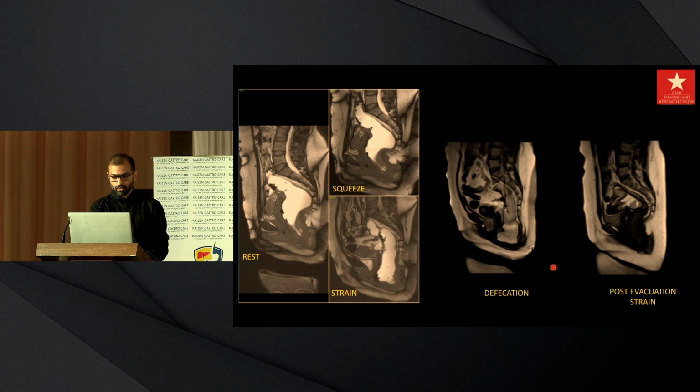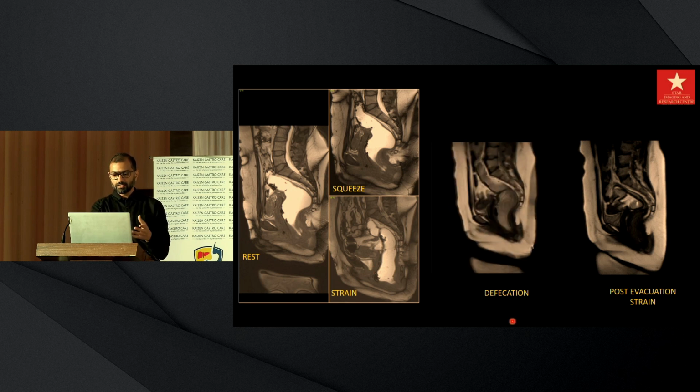So just to show you a few examples of what is happening. This is the resting phase. We see the angle is somewhere close to 80 degrees. During squeeze, good indentation of the puborectalis, and during strain, there is much more abnormal inferior displacement of the anorectal junction. There is inferior displacement of the bladder neck as well.